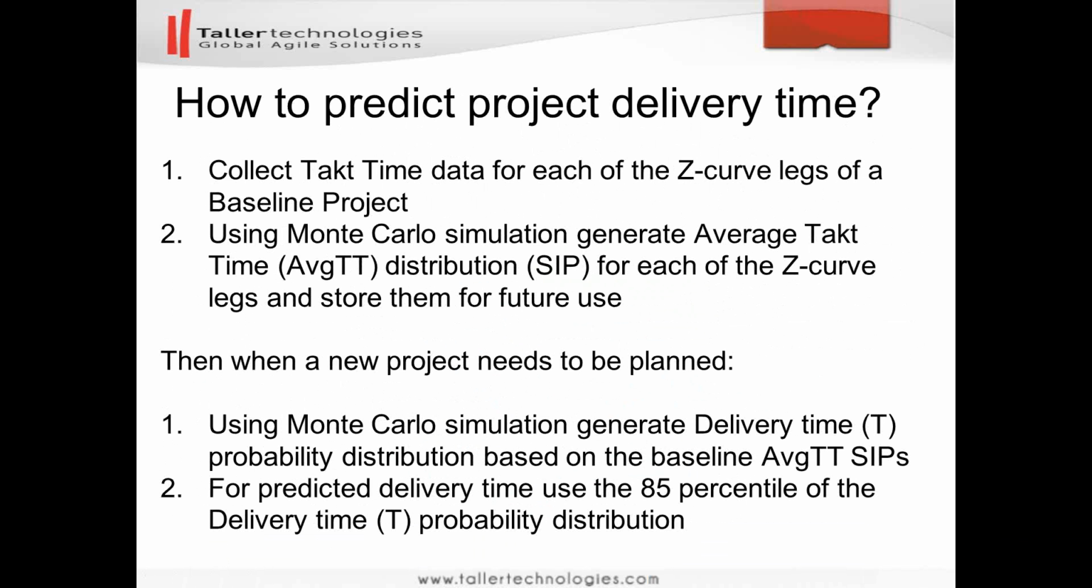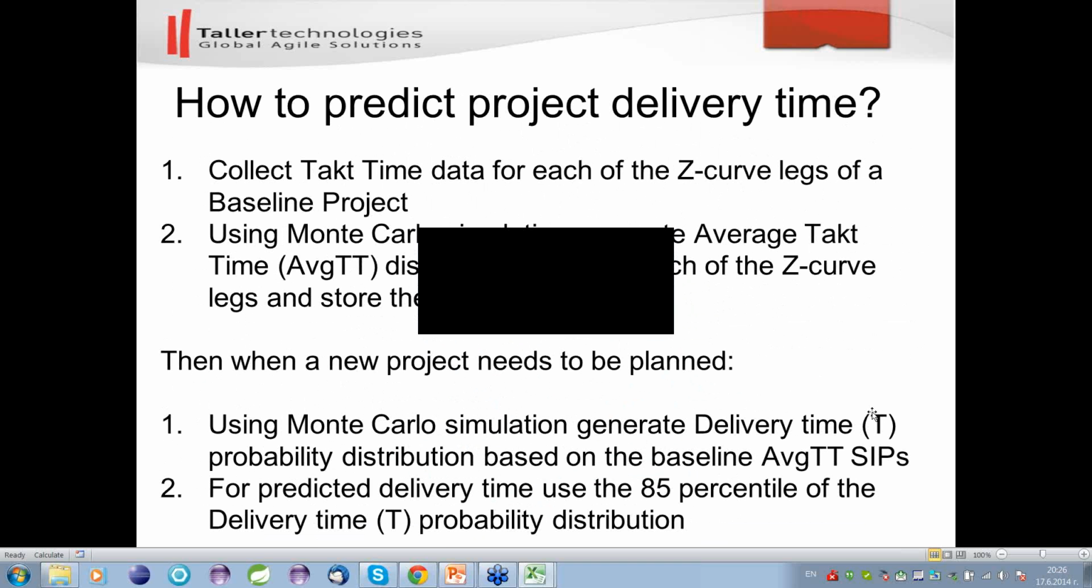And then when we have these project stochastic information packages, I'll show you how we can project delivery time for a new project using Monte Carlo simulation, and then we'll find the 85th percentile delivery time, and we will be using this as the single number that will go into the project charter and eventually will be communicated to our clients. So let me switch to Excel.